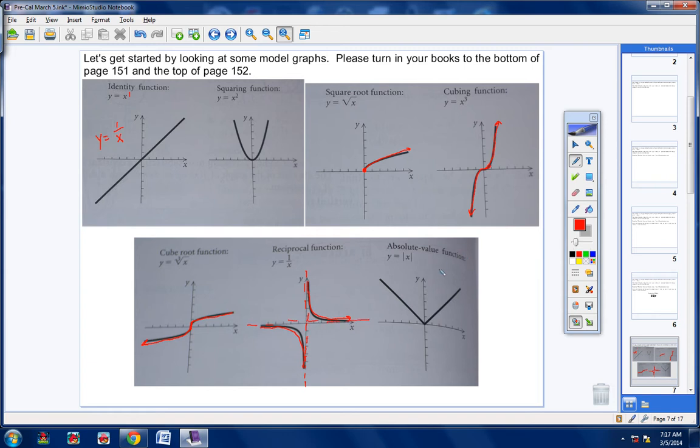And then lastly, an absolute value function, y equals the absolute value of x. It's a V-shaped function that hits right here at (0, 0) and continues on like this. So be familiar with those.